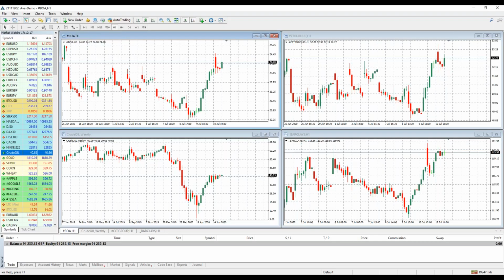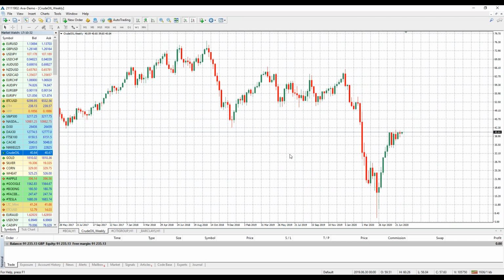And so here we are. I've got Bank of America, I've got Citigroup, I've got Barclays listed here, and I've got oil. And so this is interesting, what could happen with oil this week. If there's a lot of momentum, let's start with oil because it's been very interesting and really very easy to trade of late, in the past weeks.